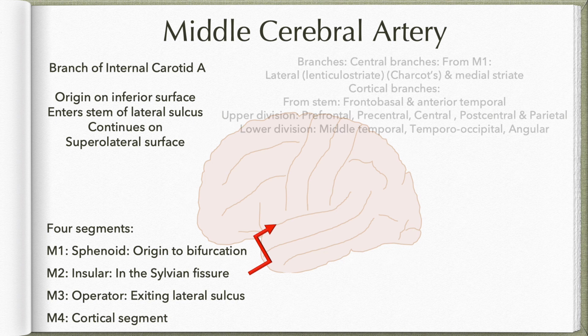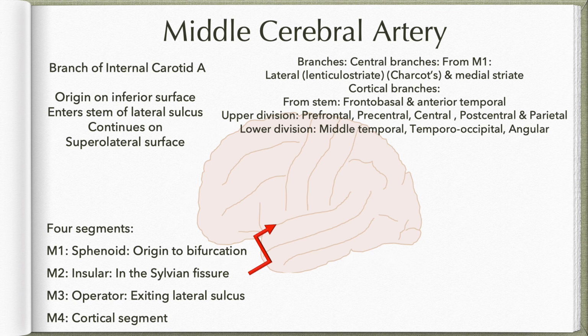Now coming to its branches, again the branches are divided into central branch and the cortical branch. The central branches arise from the M1 segment. They include mainly lateral striate branches, or otherwise known as lenticulostriate branches, of which, as I said, one of them is the largest one, known as Charcot's artery, also known as artery of cerebral hemorrhage. This is one of the arteries which commonly has a hemorrhage due to bursting of an aneurysm, and that will result in the stroke, which usually involves internal capsule structures.